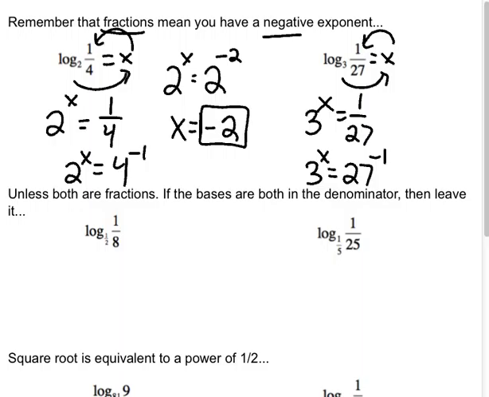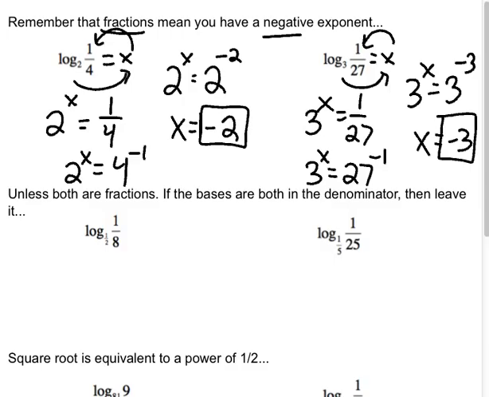Now, 27 is 3 to the third, okay? However, because of that negative, it's not 3 to the third, it's going to be 3 to the negative third because we already have that negative up there, okay? So, looking at this, now that I rewrote it in that base, now I know that that exponent is negative 3. 3 to the negative 3 power gives me 1 over 27.